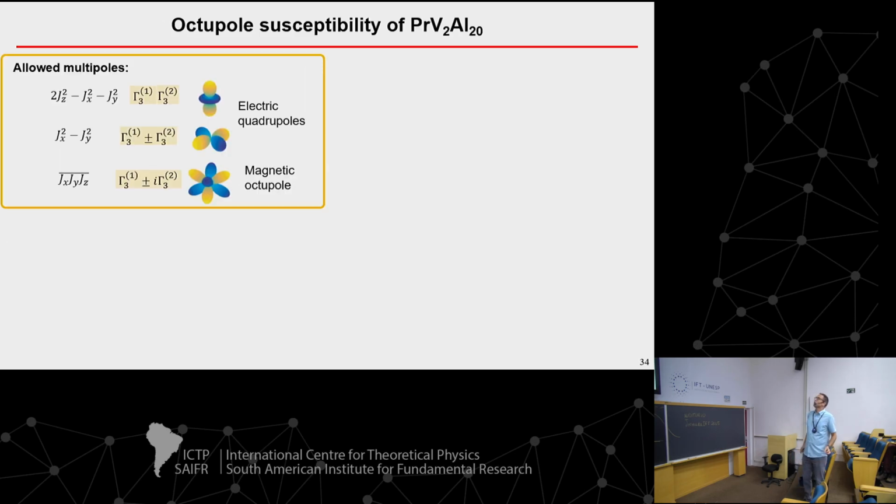Good. All right, so that was the quadrupole. Let's do the octupole really quickly, and then I'll do my transverse fields. For the octupole, we saw that we had three allowed multipoles: two electric quadrupoles, and this magnetic octupole.